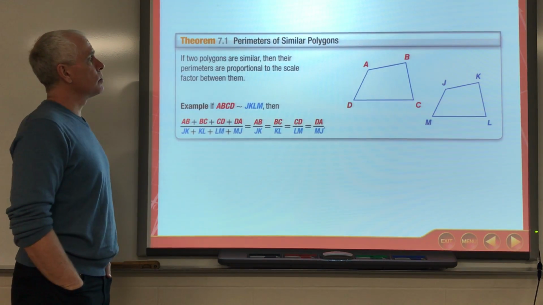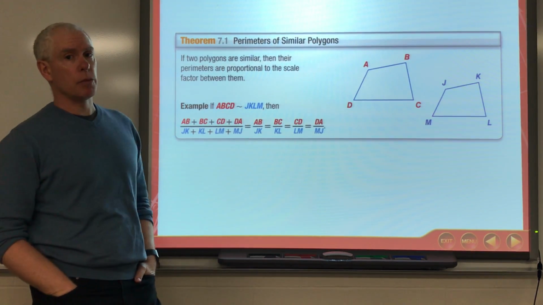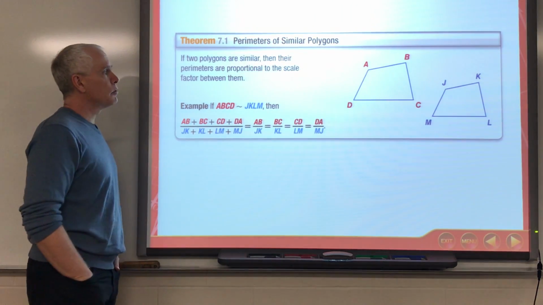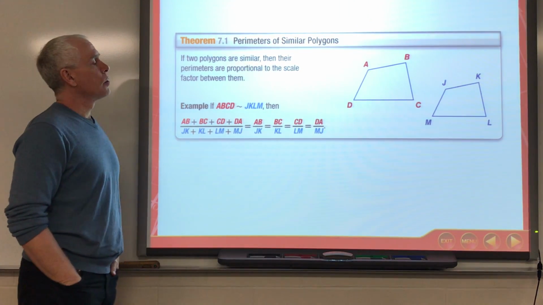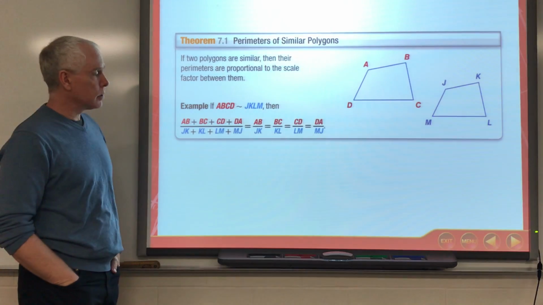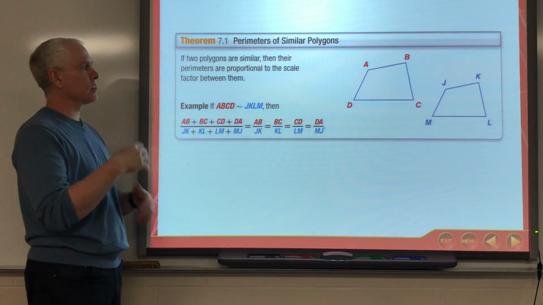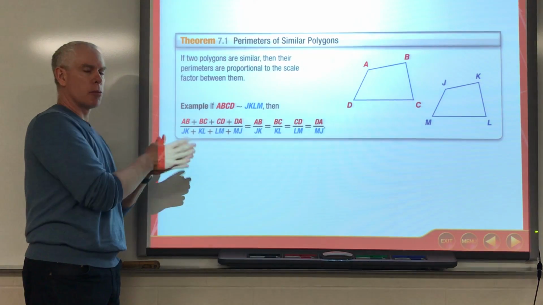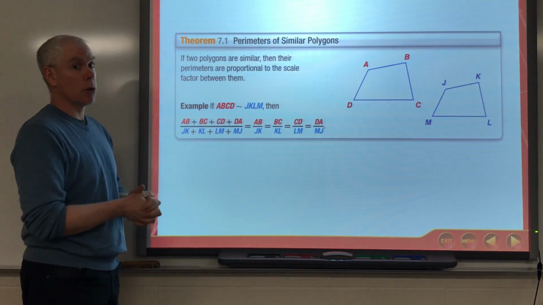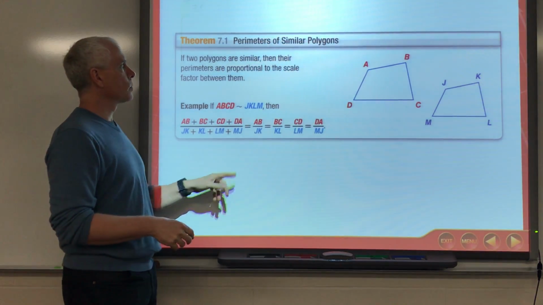All right, perimeters of similar polygons. This will save you a lot of time if you pay attention to this theorem, you guys. If two polygons are similar, the ratio of their perimeters is the same as the ratio of their corresponding sides. So you don't have to actually calculate all the sides. If you know the perimeter of one, you can set up a proportion to find the other one, okay?